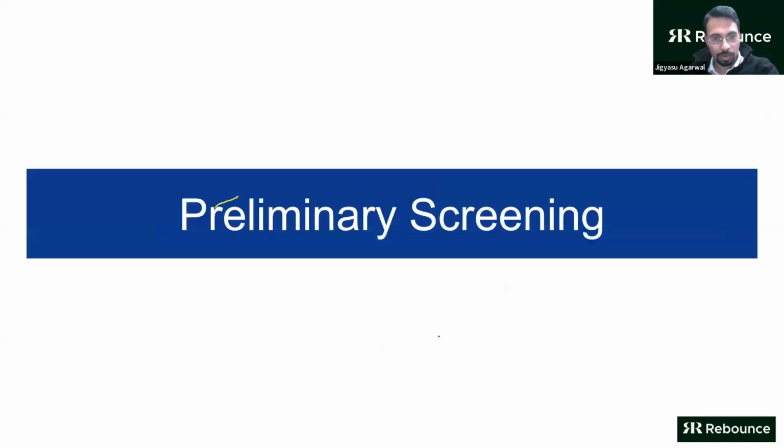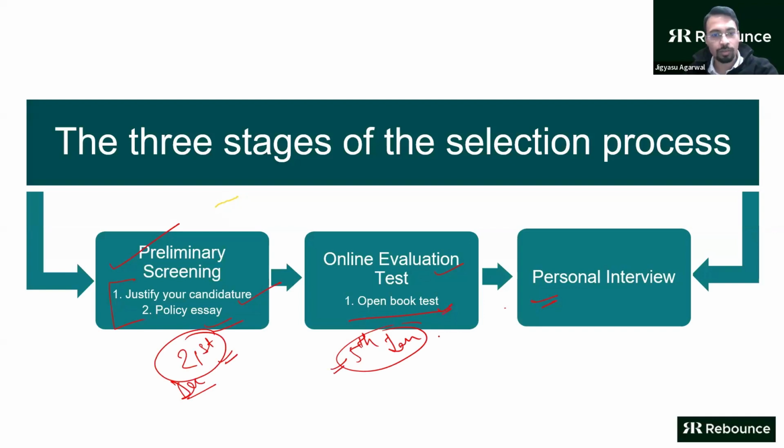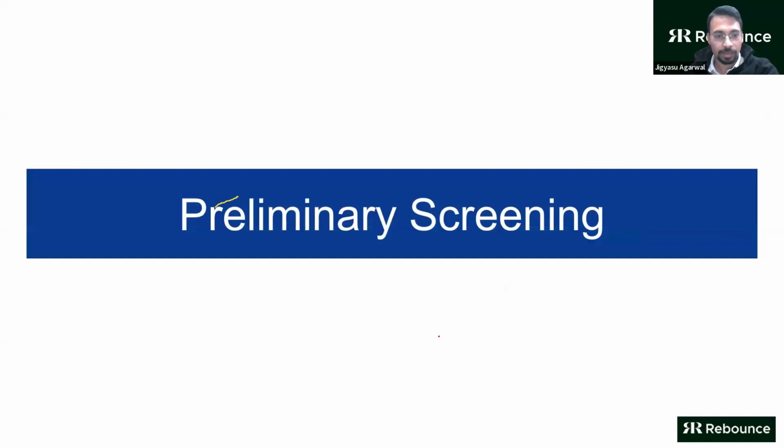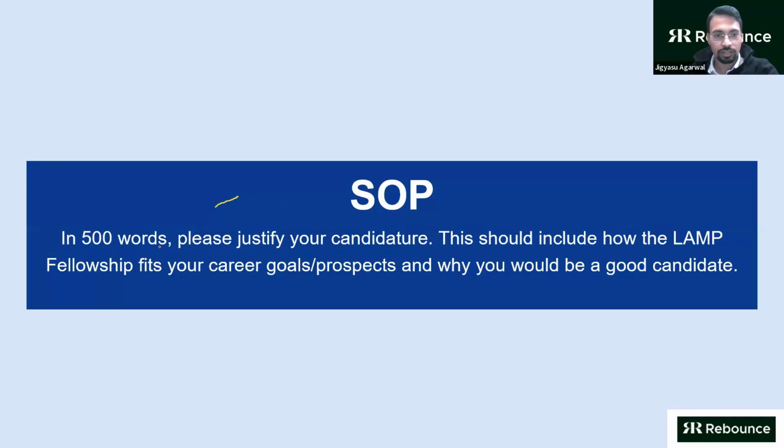Here there are two parts. Apart from filling a detailed form about your internships and everything else, you have to submit 2 essays of 500 words each. One is in 500 words, please justify your candidature. This should include how the LAMP fellowship fits your career goals or prospects, and why you would be a good candidate. So basically 2 parts.